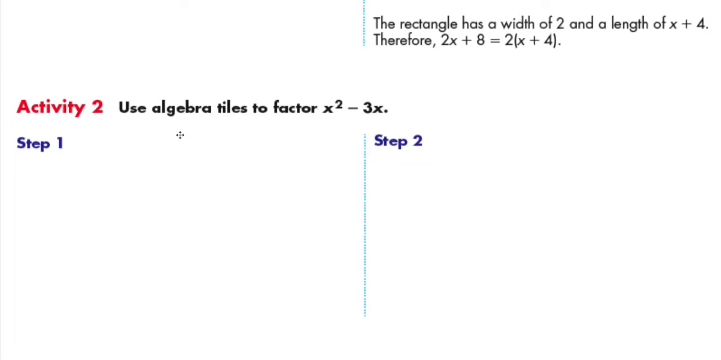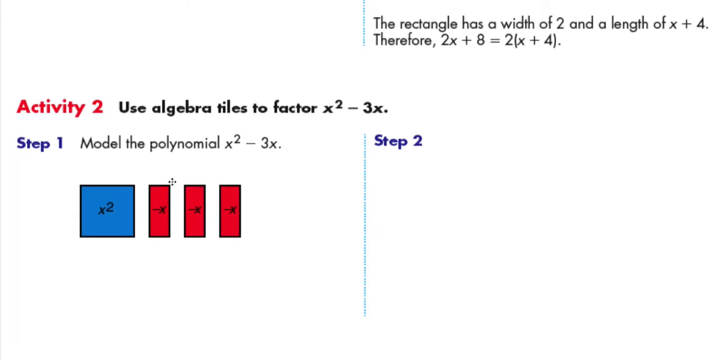Let's look at activity number 2. Use algebra tiles to factor x squared minus 3x. Again, we need to model the polynomial x squared minus 3x, and that's one big x squared tile and 3 negative x tiles.